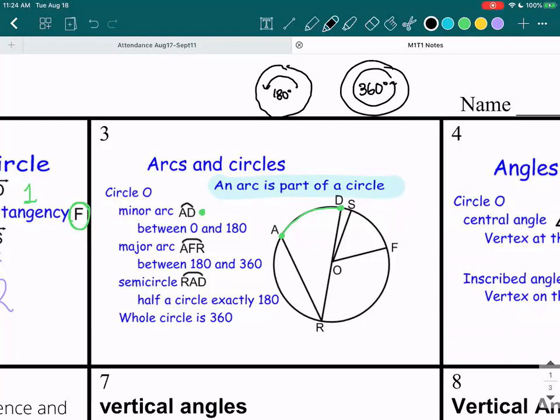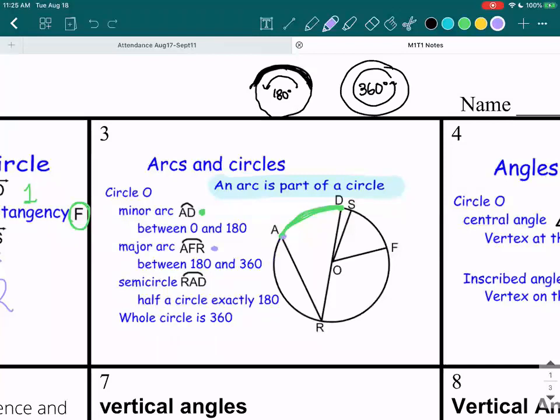Okay, so a minor arc is smaller than 180 degrees. So if we cover less than this bolded part of this line, as you can see over here, this green part is smaller than that. It's less than half of your circle. That's a minor arc. Now, on the other hand, you can have a major arc. Major arc is AFR, so let me trace all that.